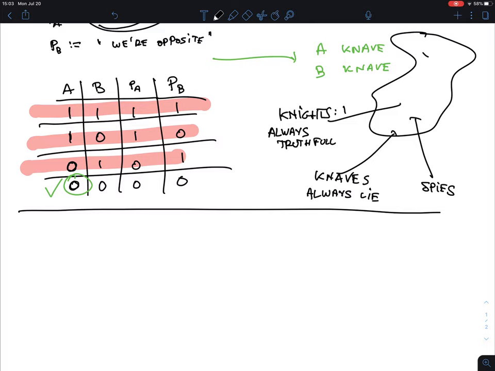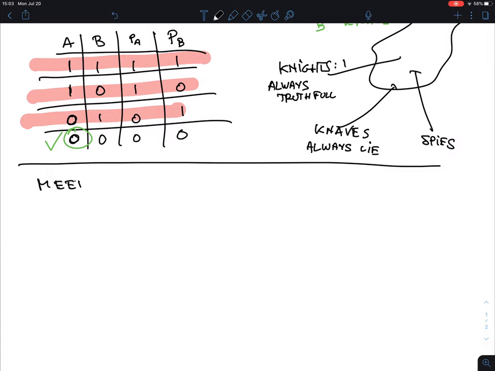Okay. Now, the puzzle is the following. You meet three people. Let's call them A, B, and C. And again, you don't know what they are, but you have one extra piece of information. Yeah, so there are three people, and there is exactly one knight, exactly one knave, and exactly one spy. So that's the extra information.